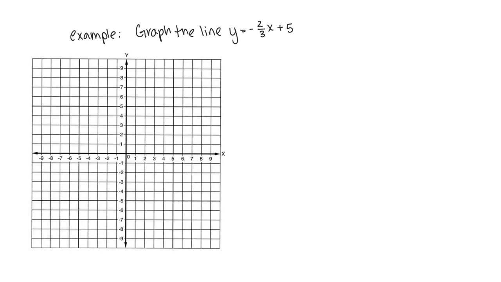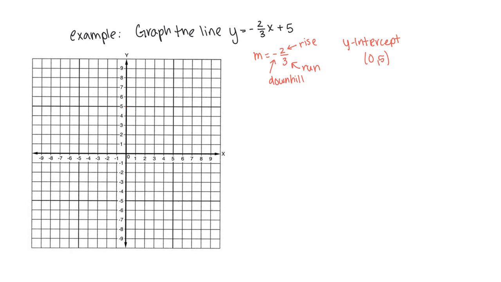Let's do an example with some numbers. Let's go ahead and graph the line y = -2/3 x + 5. First realize that the slope is -2/3. So my rise is 2 units and my run is 3 units. And it's negative, so that means this is a downhill line. The other piece of information I have here is the 5, and so that means my y-intercept is the point (0, 5).